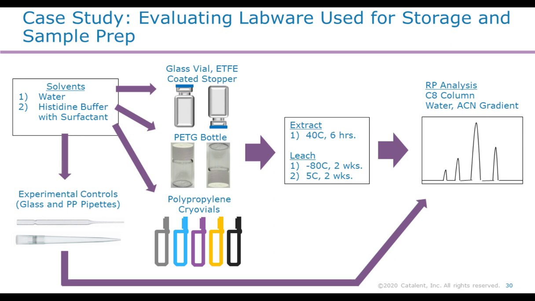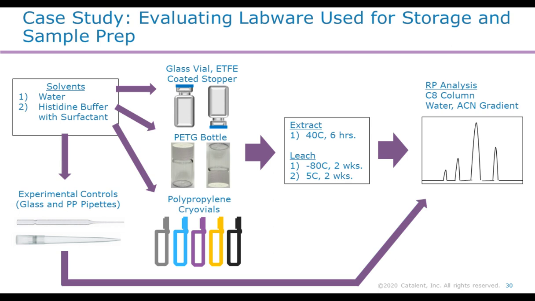Labware included glass pipettes, polypropylene pipettes, 10R glass vials with ethylene tetrafluoroethylene coated stoppers, and we did both upright and inverted for that vial. Also for the 5 ml polyethylene terephthalate glycol bottles, or PETG bottles, we also did those upright and inverted to test whether or not there's something that might leach from the caps separately. And then we also evaluated 5 different polypropylene cryovials from different vendors.